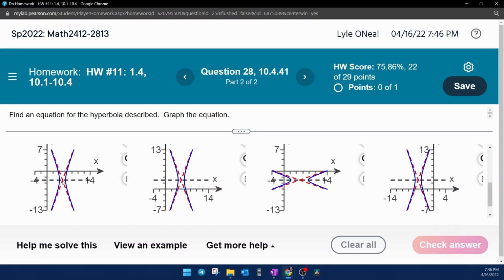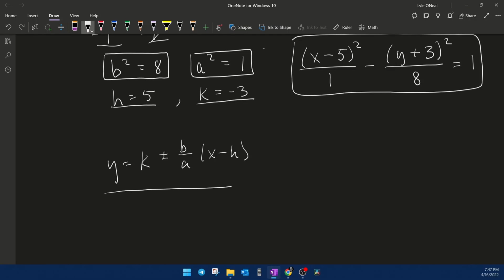Of the two answer choices that are left, it appears that the center is in the same location. What is different is the slope of the asymptotes. So what I'm going to do is go back to my scratch work. I'm going to figure out the equations of the asymptotes and then determine which of these answers has the correct slope for the asymptotes. Okay, so I've copied the equation of the asymptotes given our horizontal transverse axis here into my notes. And if I do a little plug and play again, that's going to give me y equals k, which is -3, plus or minus b over a.